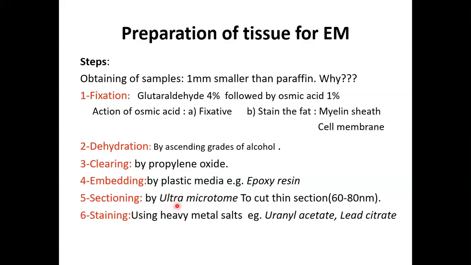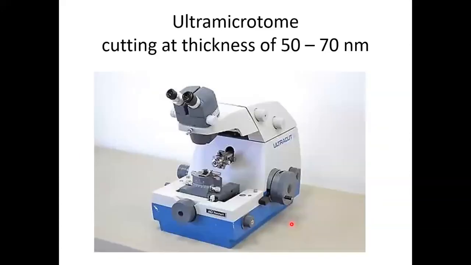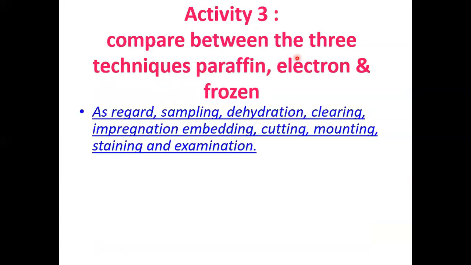Sectioning using an ultramicrotome to cut thin sections at a thickness of 60 to 80 nanometer or 50 to 70 nanometer. Staining here using heavy metal salts like uranyl acetate and lead citrate. This is the ultramicrotome cutting at a thickness of 50 to 70 nanometer. Activity: compare between the 3 techniques, paraffin, electron, and frozen, as regards sampling, dehydration, clearing, impregnation, embedding, cutting, mounting, staining, and examination.